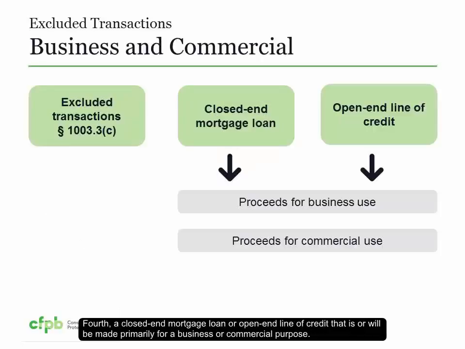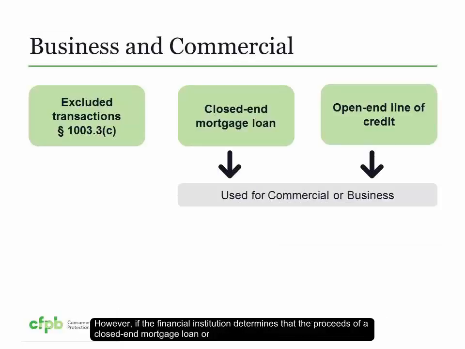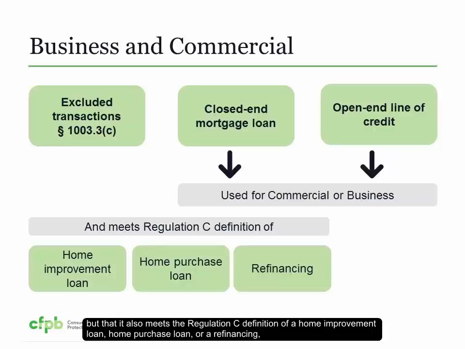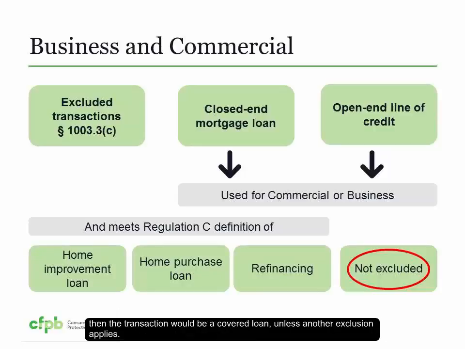Fourth, a closed-end mortgage loan or open-end line of credit that is or will be made primarily for a business or commercial purpose. However, if the financial institution determines that the proceeds of a closed-end mortgage loan or open-end line of credit will primarily be used for a commercial or business purpose, but that it also meets the Regulation C definition of a home improvement loan, home purchase loan, or a refinancing, then the transaction would be a covered loan unless another exclusion applies.